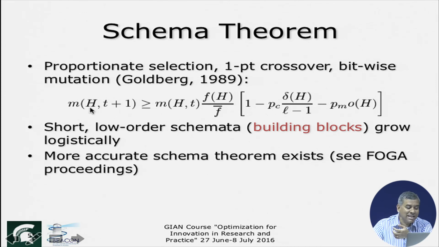So that says that an H for which this is low and this is high is called a building block. It's going to grow with generations.